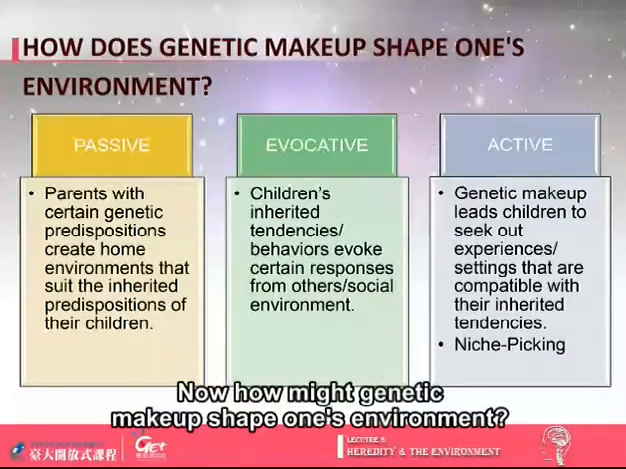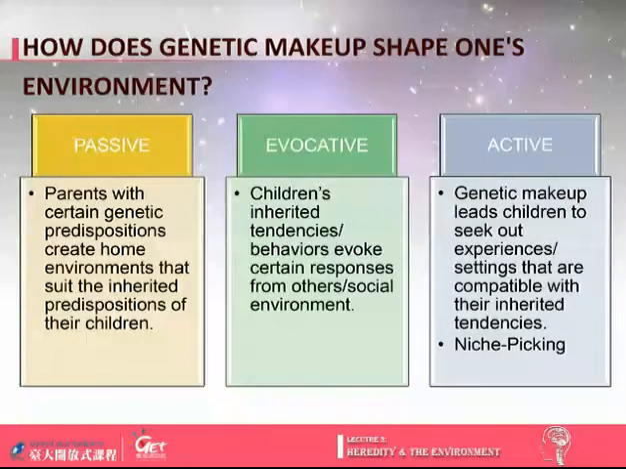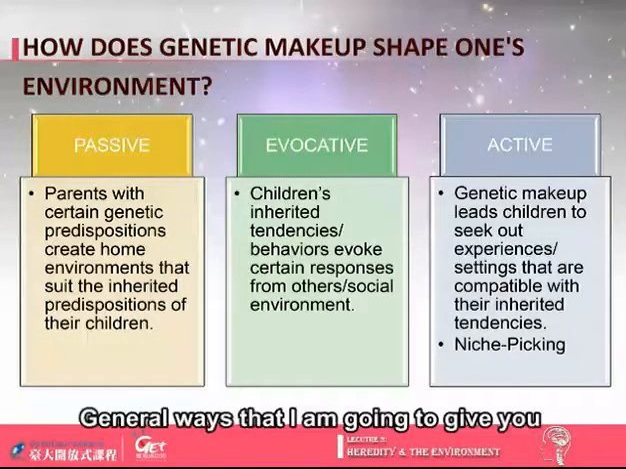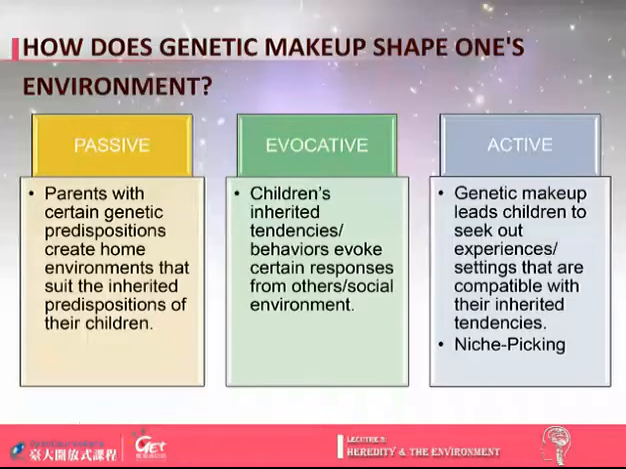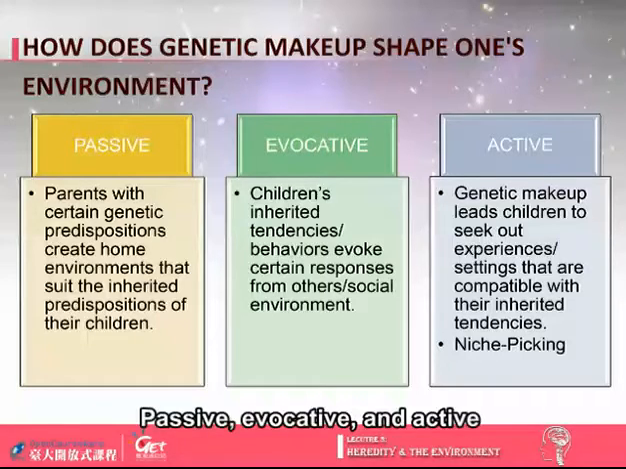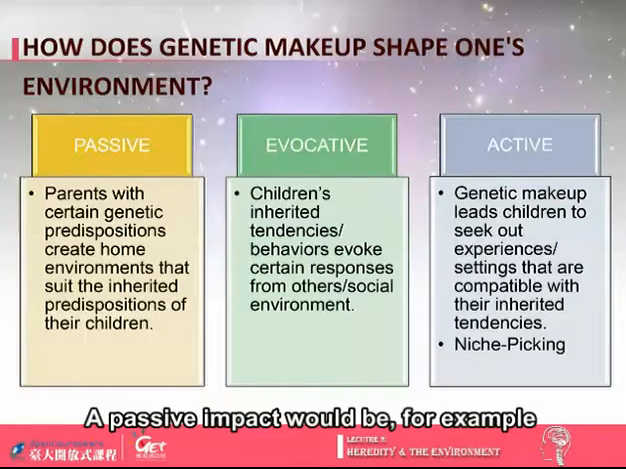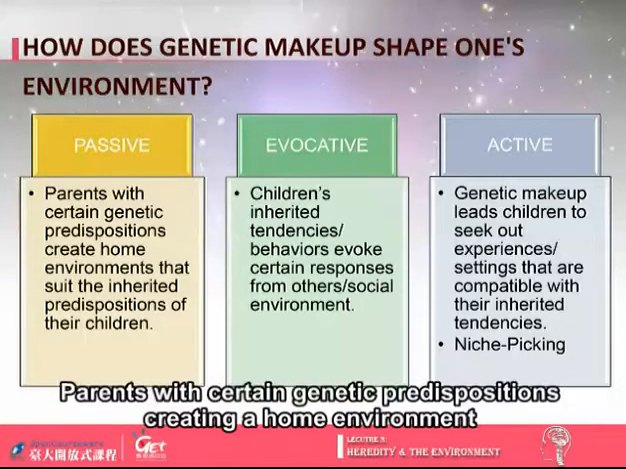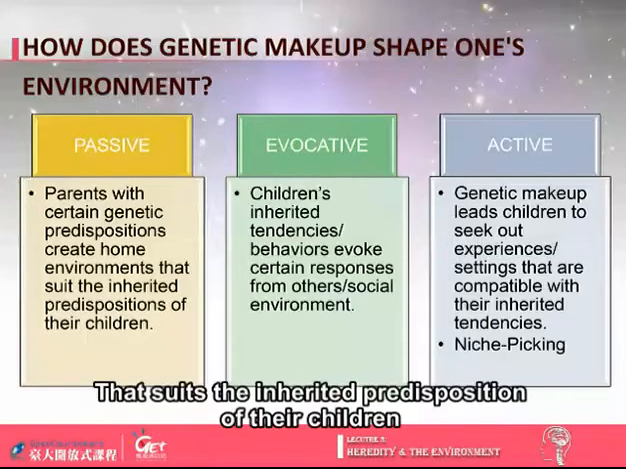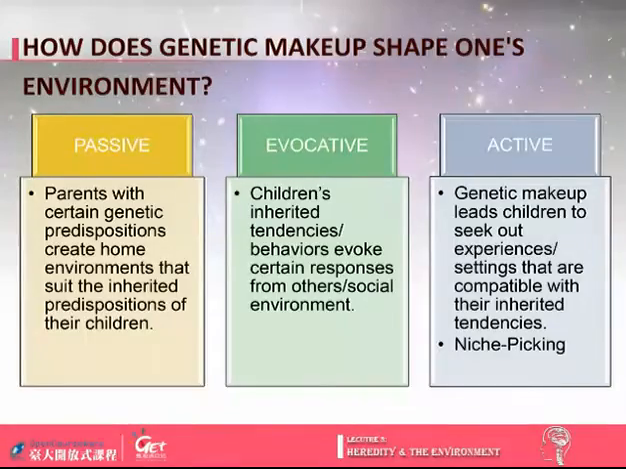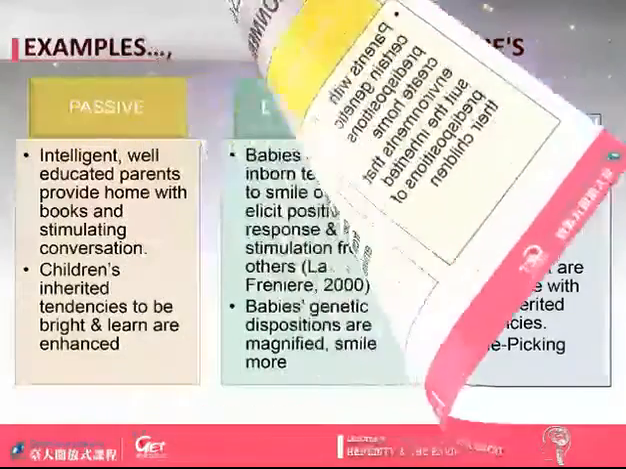Now, how might genetic makeup shape one's environment? And there are three general ways that I'm going to give you: passive, evocative, and active. A passive impact would be, for example, parents with certain genetic predispositions creating a home environment that suits the inherited predispositions of their children. So let me give you an example.